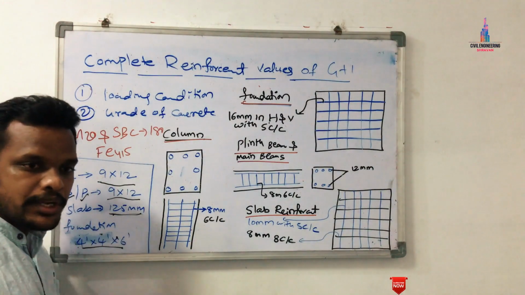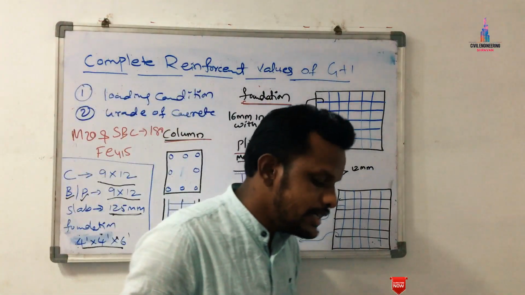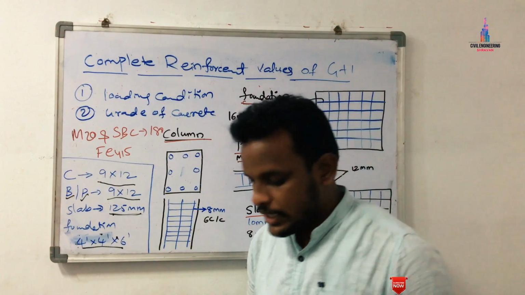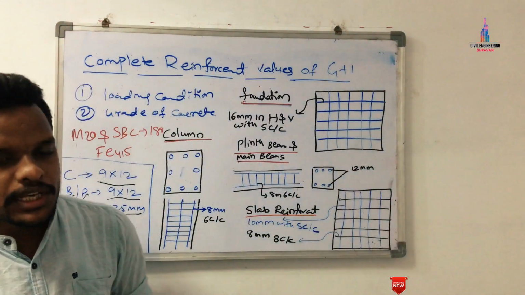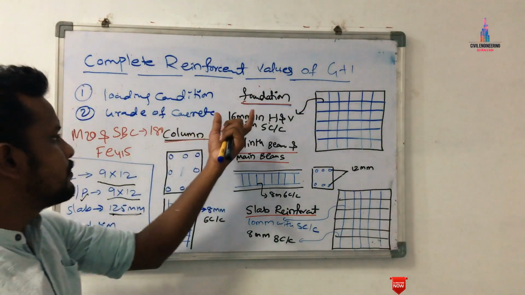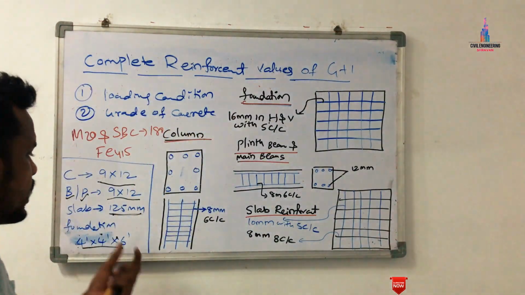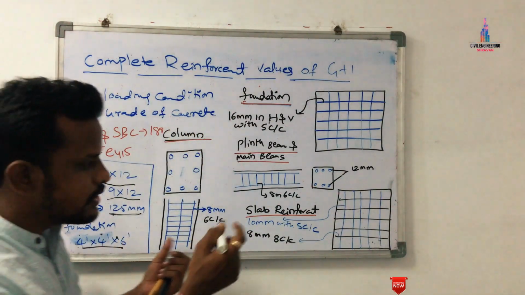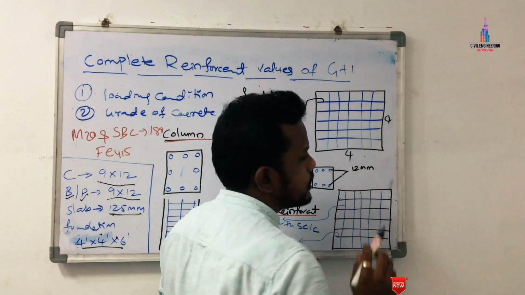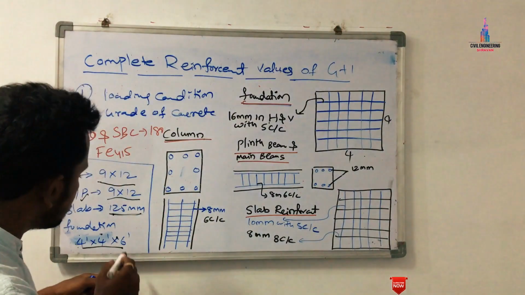Now I will explain the reinforcement values we need to consider for the G+1 building related to the foundation section, beam sections, plinth beam sections, column sections, as well as the slab section. Initially I will explain the reinforcement values for the foundation section. I have already taken the dimensions of the foundation as 4 feet cross 4 feet in horizontal and vertical position, and the depth of the foundation is 6 feet here.